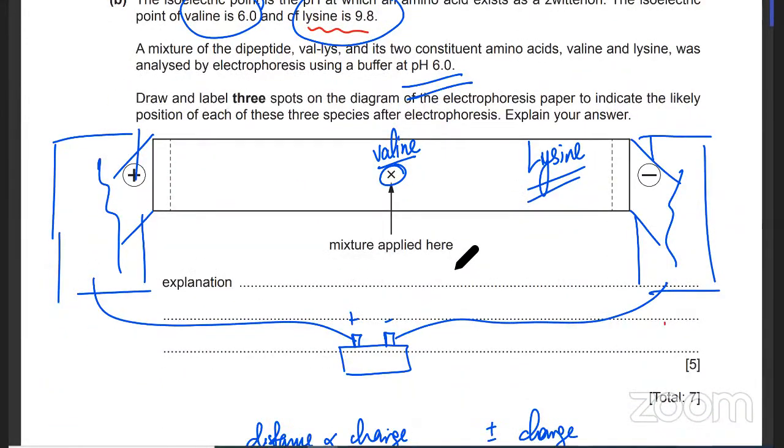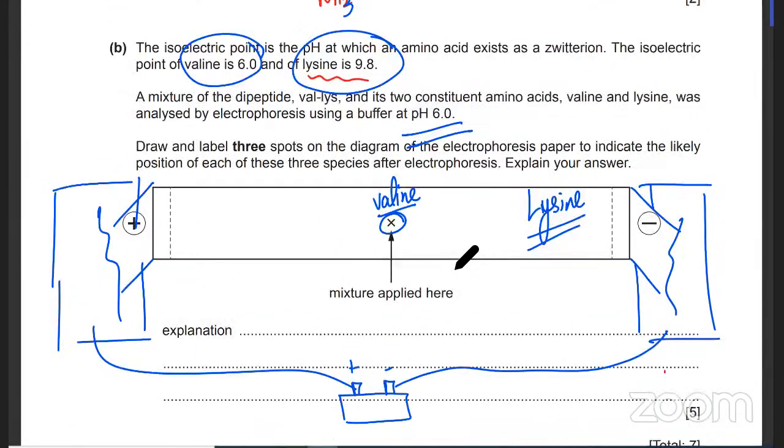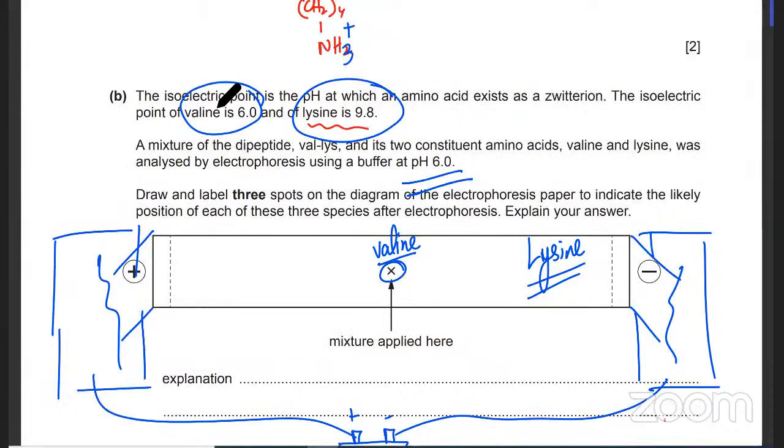वो third वाला spot किसका होगा? वो dipeptide. अच्छा हाँ, वो नहीं बनाया. So there's a dipeptide as well. A mix of dipeptide and 2 constituent amino acids are analyzed, label 3 spots, indicate the likely position. So lysine is over here. Without any doubt, lysine is over here.